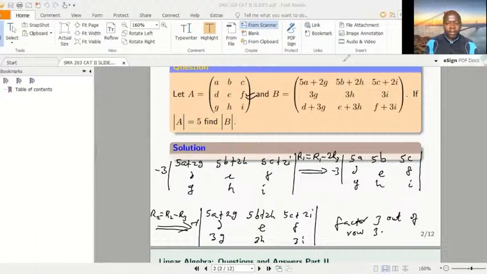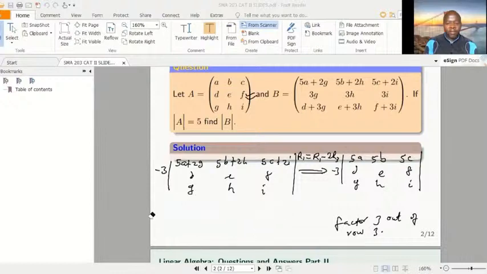Just as I've said before, when you subtract a multiple of a row from another row, the new determinant will just be the same as the older determinant. So it has no impact on the determinant.